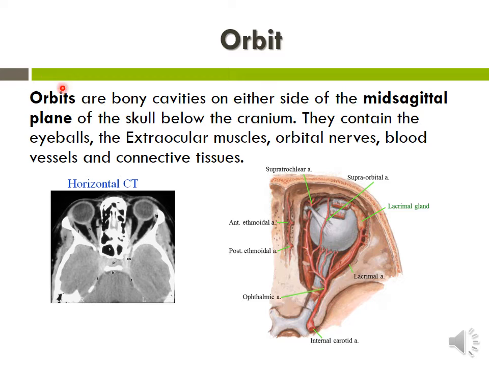We know that orbits are bony cavities, nothing but the space that is made up of bone. Bony cavities on either side of the mid-sagittal plane. This is the mid-sagittal plane. On both sides of the skull below the cranium, and it contains eyeball, muscles, nerves, blood vessels, and connective tissue.